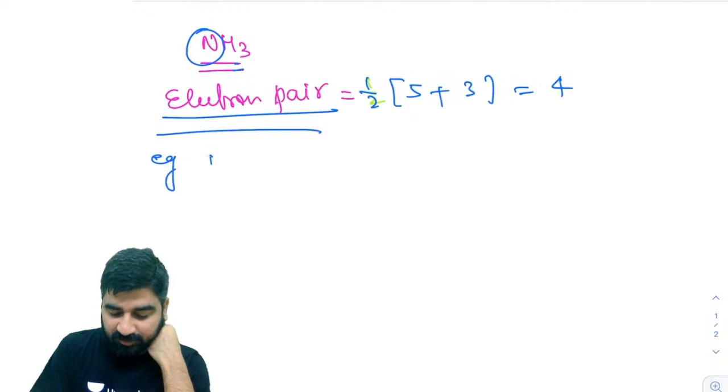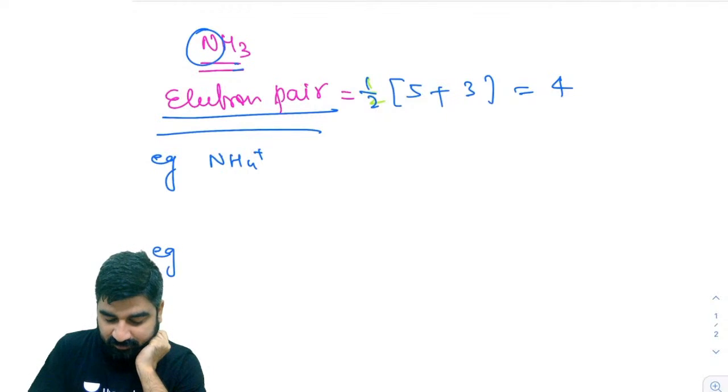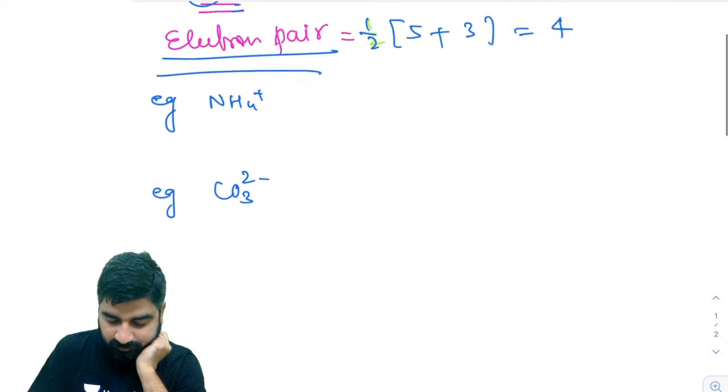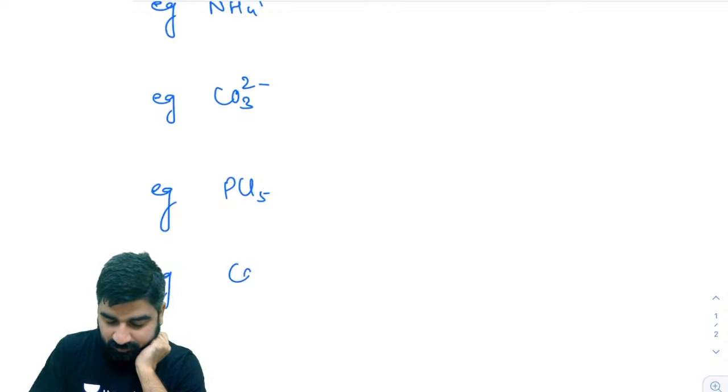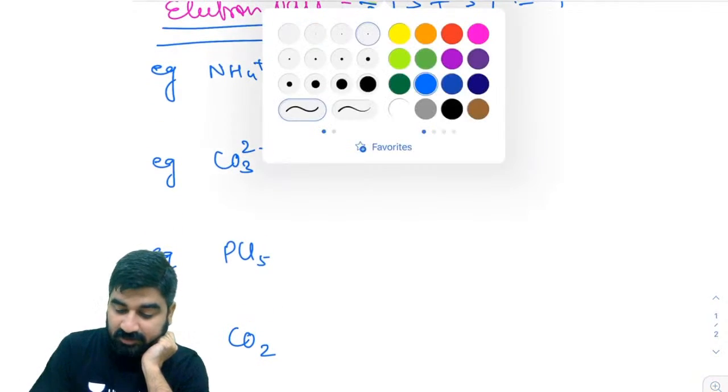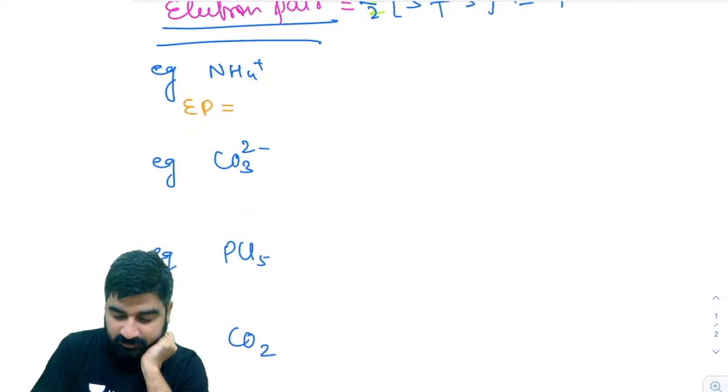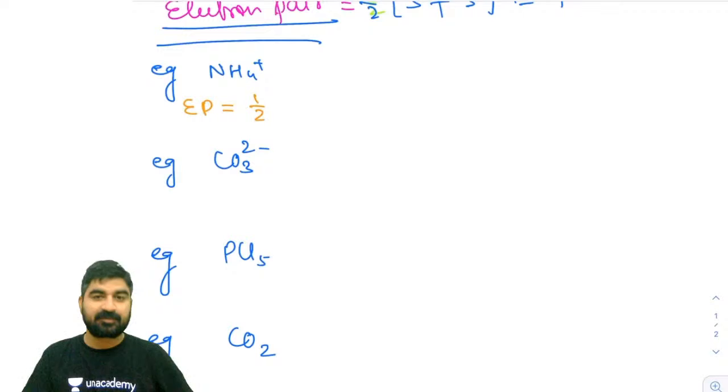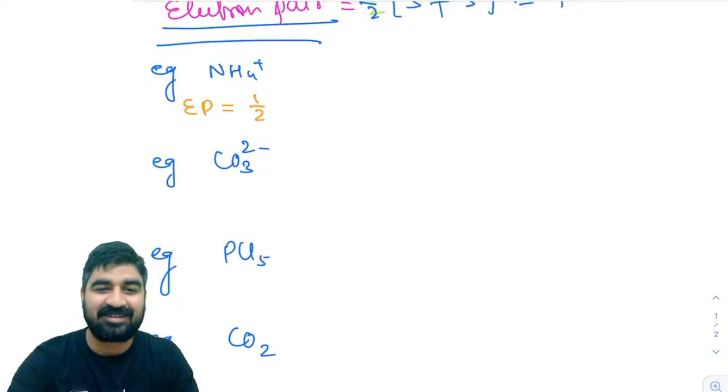Now just calculate the electron pairs for NH4 plus, then for CO3 2 minus, then for PCl5, and then for CO2. Do it, guys. Just do these calculations. Be fast. I'm waiting for your answers. Once you are done, let me know and write in the chat box.